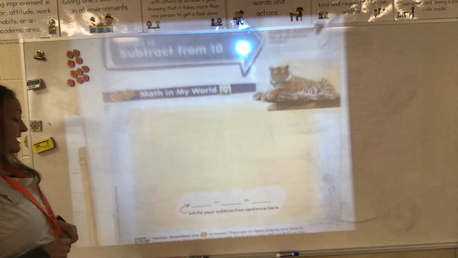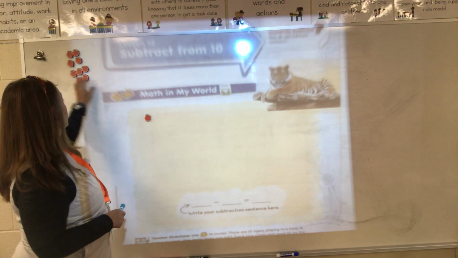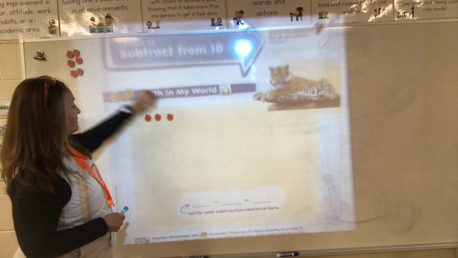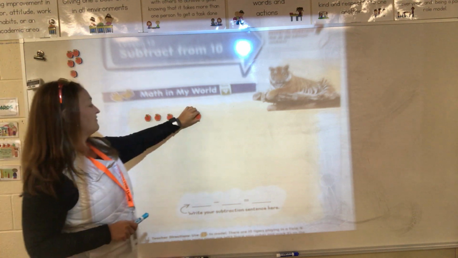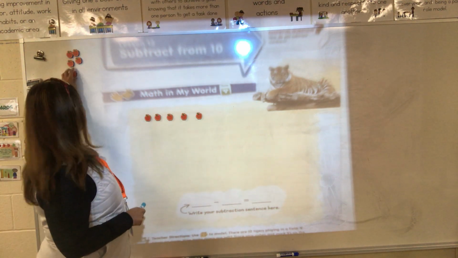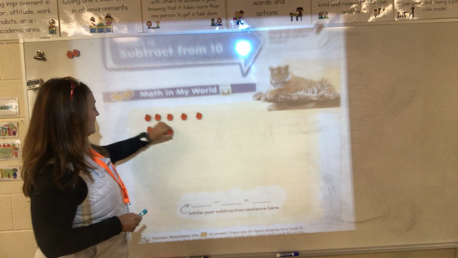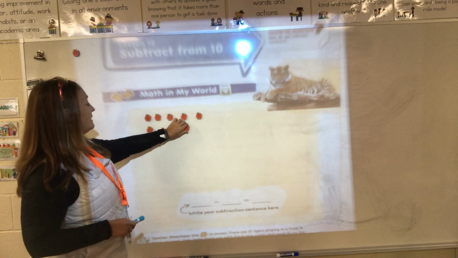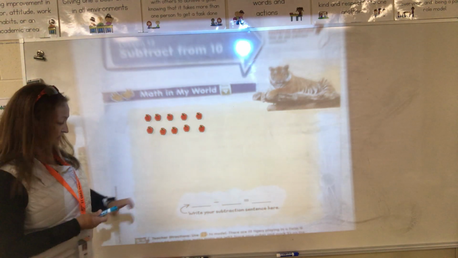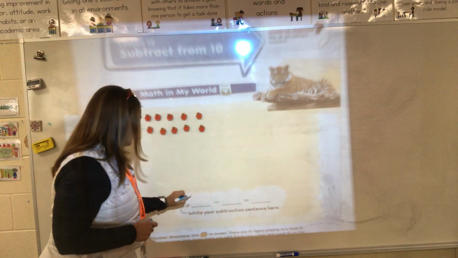It says there are 10 tigers playing in a field. So if I'm going to have 10, I'm going to use 1, 2, 3, 4, 5, and remember, I like to do 5 groups to make my math more efficient. So then I'm going to add in the next one, 6, 7, 8, 9, 10. So I have 10 tigers playing in the field. So I'm going to write that right here because I know that's how many tigers I'm going to start with.